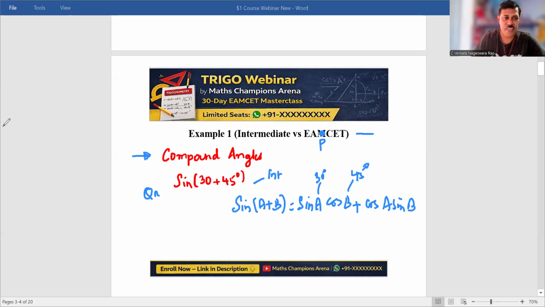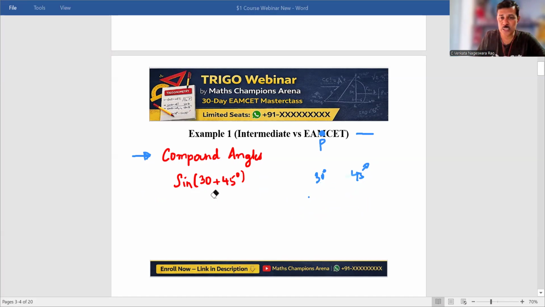But this is intermediate pattern. And in intermediate, if you don't do it like that, you will not get marks. I think you are able to understand what I'm trying to say. Now the MSET part, see what is that MSET part?